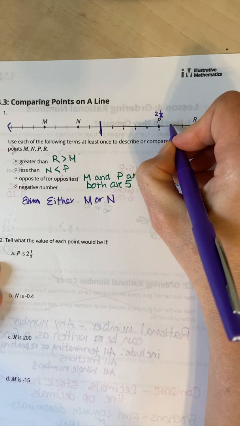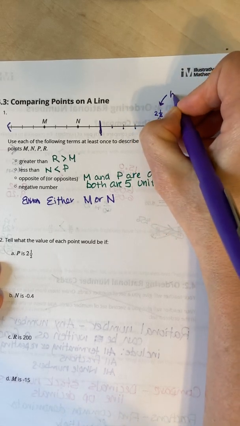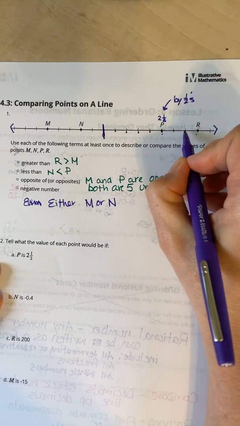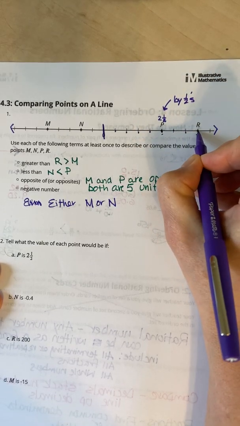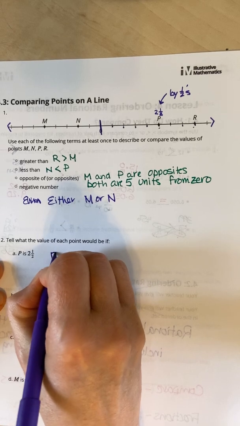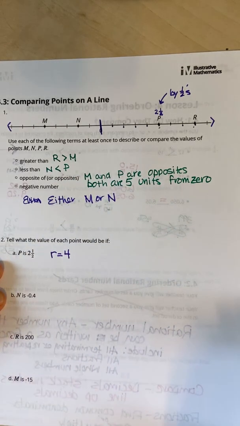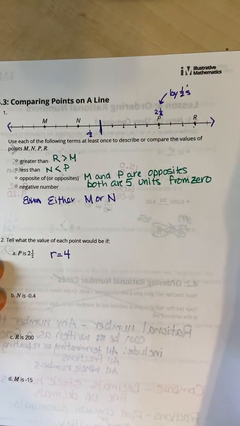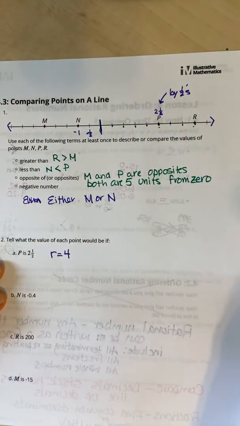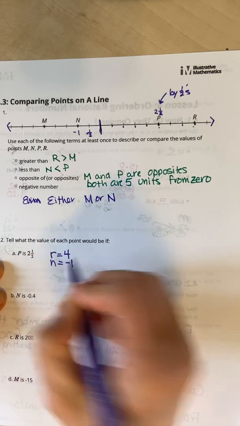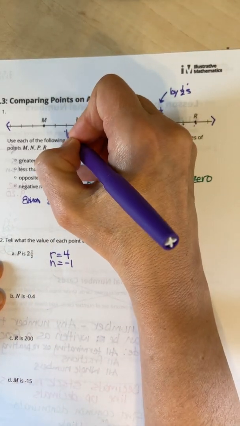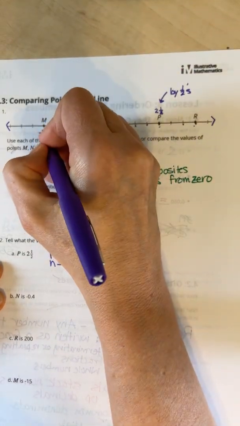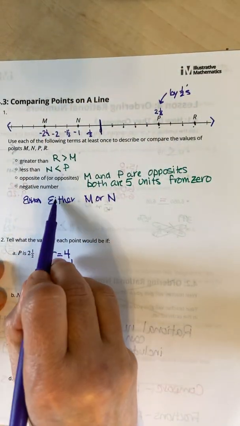That means this would be 3. So I'm going by 1/2. That would be 3, 3 1/2. That would be 4. So R would be 4. So same thing here. I'm going by 1/2. This would be negative 1/2. N would be negative 1. Negative 1 1/2. Negative 2. Negative 2 1/2.